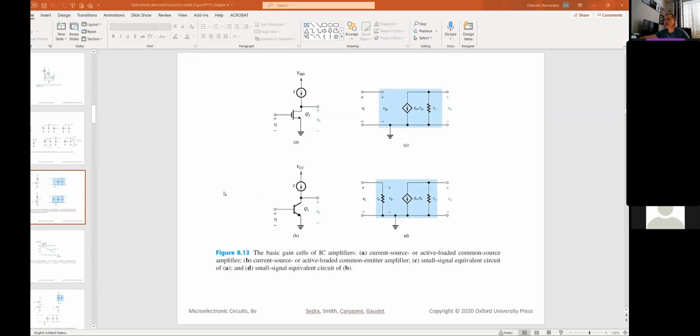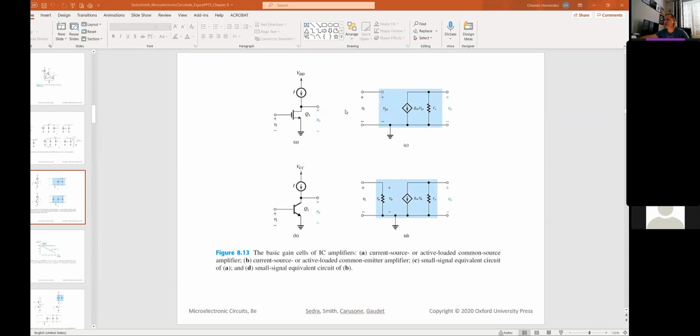So hopefully you can see the screen there, and we are referring to the top because we're not doing BJT. So this is the very basic gain cell of a common source amplifier. And here we have the small signal model. That's what we're talking about. That's going to be our basic gain cell. Very simple. Okay.